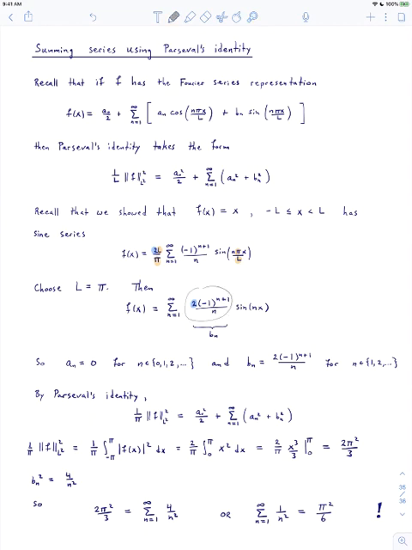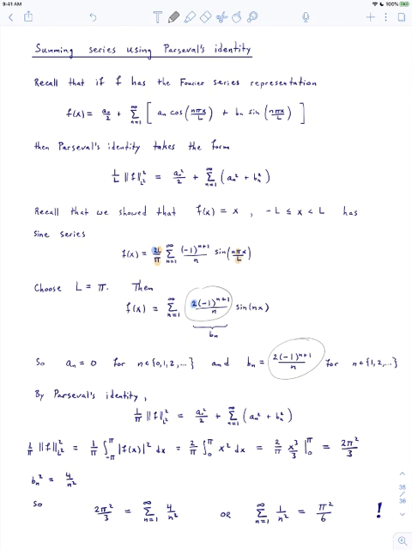Now the an's are all 0 here because this is a sine series. So an is equal to 0 for all n, including n equals 0. And we have this formula for the bn's. So by Parseval's identity, we can say that 1 over L, but L is equal to pi, so 1 over L is equal to the L2 norm squared of f, or not equal to.